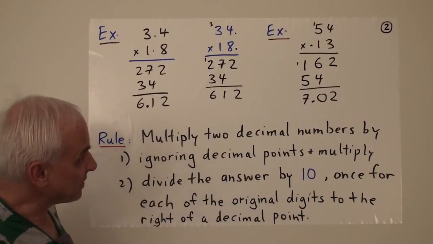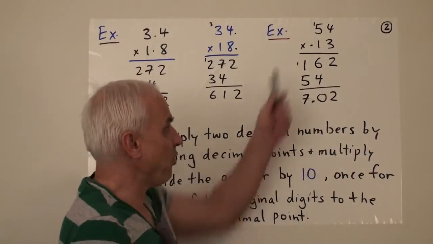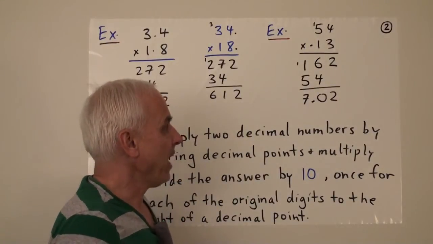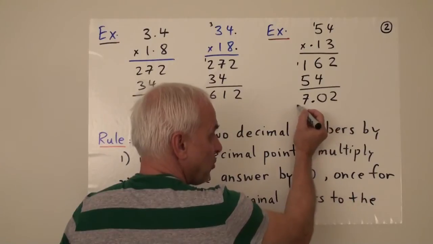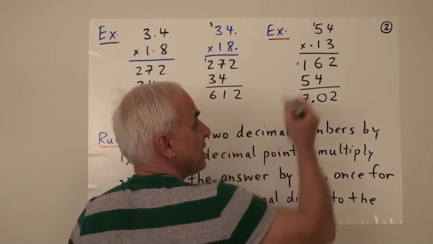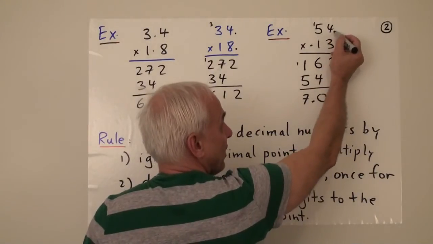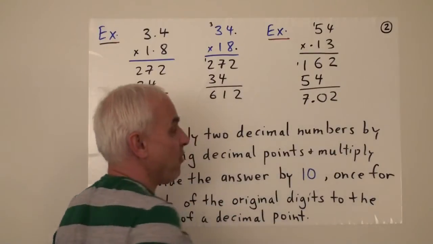Now suppose, for the sake of argument, that we had multiplied 5.4 times 0.13. In that case, we would have to divide this thing by another 10. In other words, move that decimal place over yet one more to compensate for the fact that there's also a power of 10 involved in the 5.4.